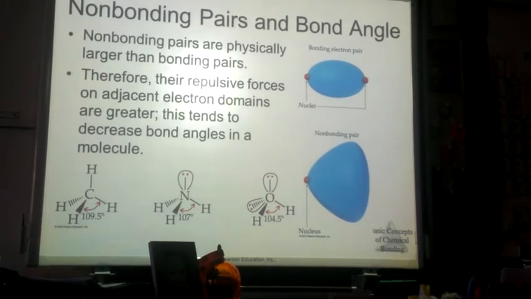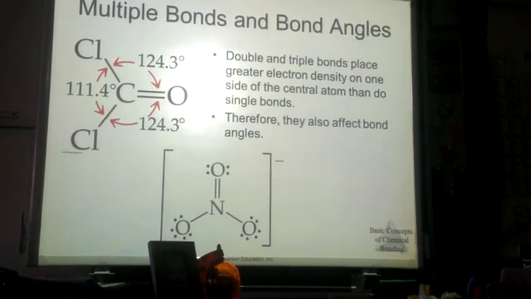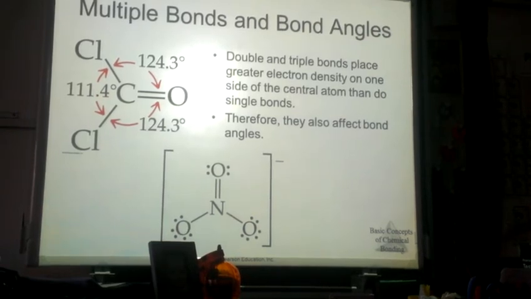If we have multiple bonds and bond angles, double and triple bonds place greater electron density on one side of the central atom than do single bonds. So I have a greater degree of separation between the double bond and the single bond here versus just between the single bonds. It should make sense. I have more electrons here, so there should be more electron repulsion. So it's going to make sure that I have more separation here just because I have more electrons around this vicinity. Okay, that should make logical sense.